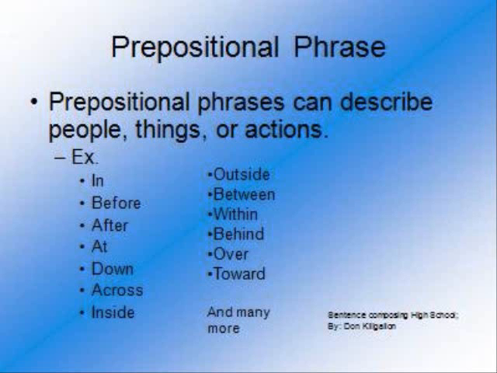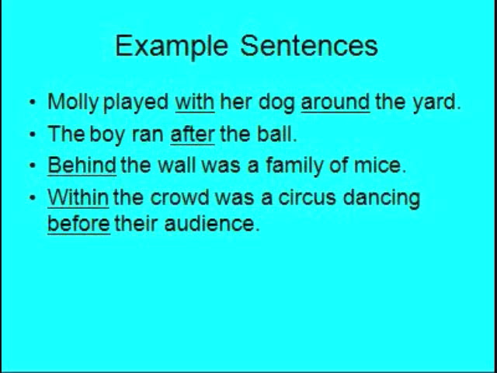First, we need to know what a prepositional phrase does to a sentence. A prepositional phrase can describe people, things, or actions. Here are some examples of prepositional words that start the prepositional phrase. These are just a few examples, so I'll be showing you a bigger list a little bit later in the presentation. Now I'm going to be showing you some example sentences using some of the prepositional words you just saw.